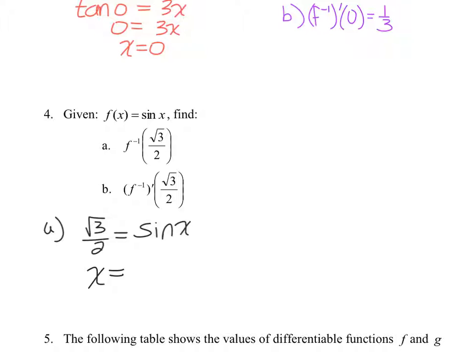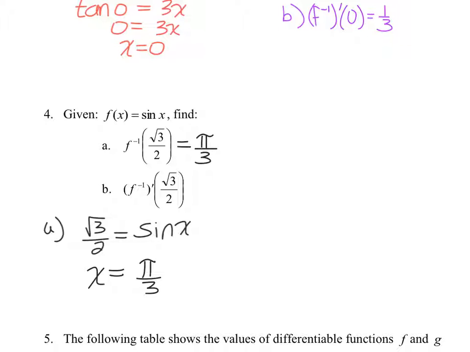So with that in mind, knowing that I can only be in the fourth quadrant or first quadrant, what must be the angle that gives a sine ratio of radical 3 over 2? Pi over 3. All right, so I now know that the inverse at radical 3 over 2 is pi over 3.